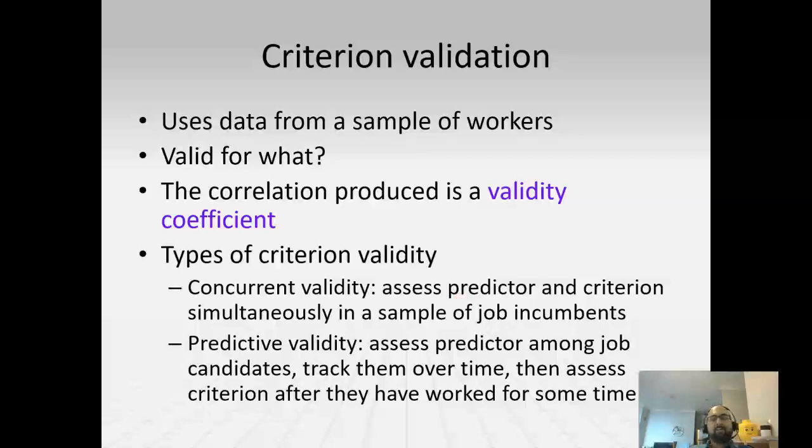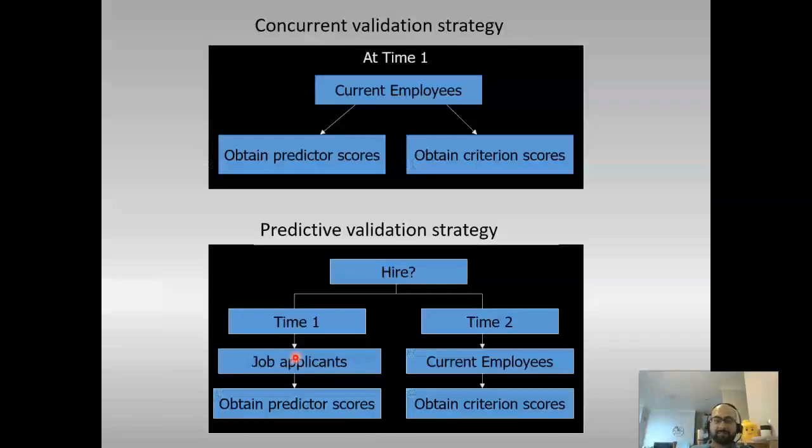Then, on the other hand, we have predictive validity, which assesses the selection tool among job candidates. Then it tracks them over time once they have the job, and then assesses the criteria once they've already been working on the job. So as you can see, class, predictive validity takes far longer and is far more resource intensive to verify, but it's also much more trustworthy and much more realistic.